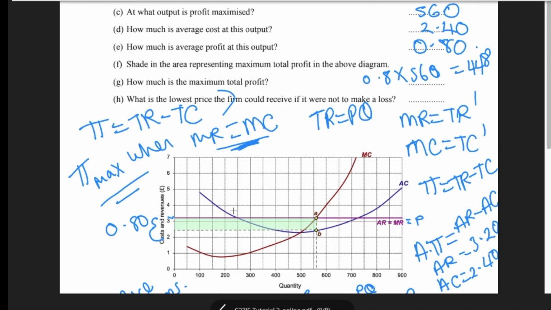And then H, what is the lowest price the firm could receive if it were to not make a loss? So I don't particularly like looking at this in order to answer that question. I would probably go back to the table. So this is the idea of what they could charge people. So they're no longer going to charge them $320. What's the lowest they could charge to them?